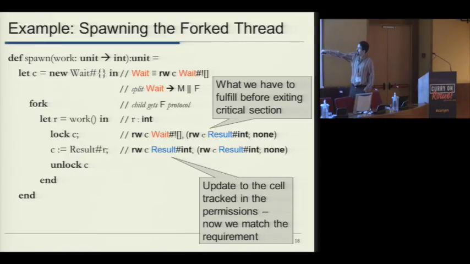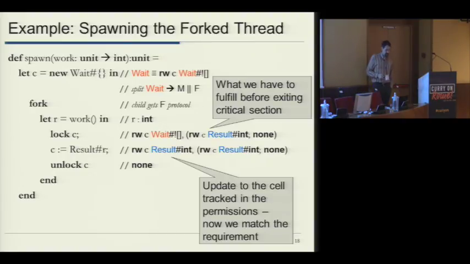Now notice that the type we have for the cell matches the type that we need to establish at the end of the critical section. That was what was on the right-hand side of the arrow in the protocol. That arrow describes what the critical section does. It goes from Wait to Result. So now that we've gotten where we need to be, we can go and unlock. And then after the unlock, we have left nothing, right? The fork thread now has to be done with this cell.